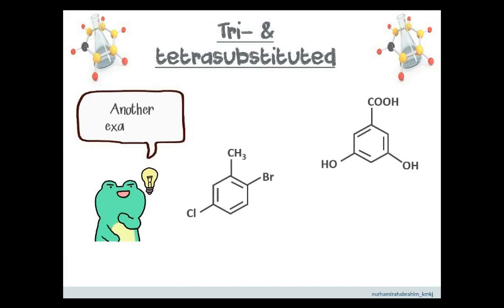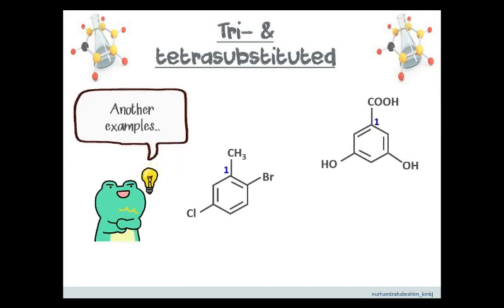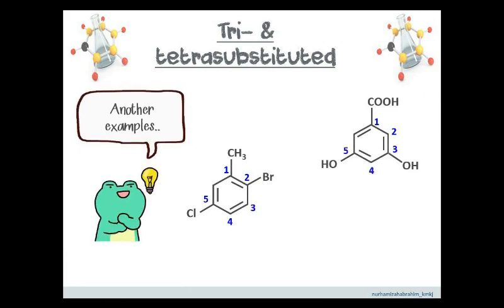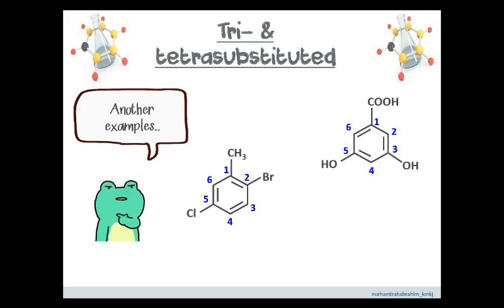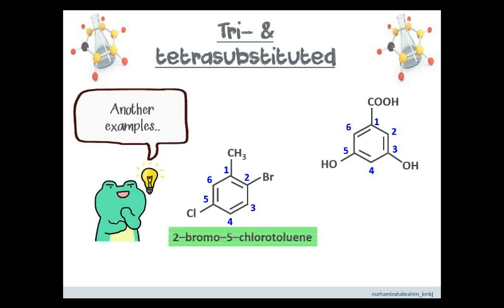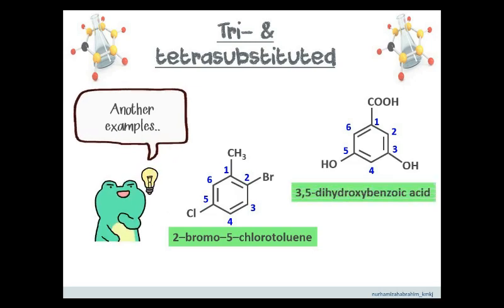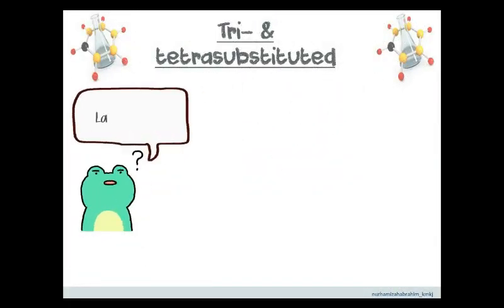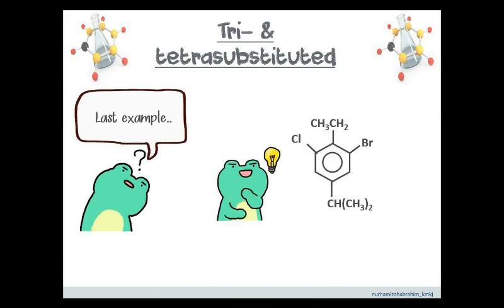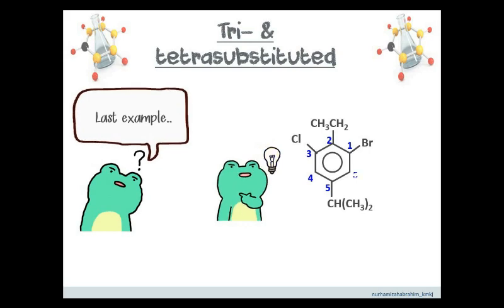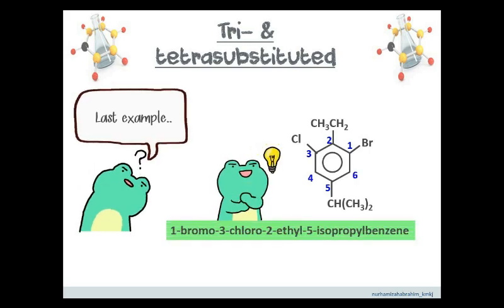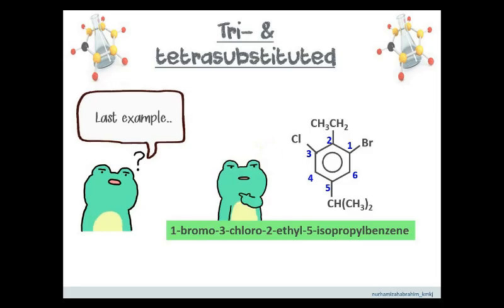Another example. A substituent that gives a new parent name will become carbon 1. Next, give the other substituents the lowest possible numbers. Therefore, the name of the first structure is 2-bromo-5-chlorotoluene, while the second structure is 3,5-dihydroxybenzoic acid. The last example. Can you determine the name? The answer is 1-bromo-3-chloro-2-ethyl-5-isopropylbenzene.